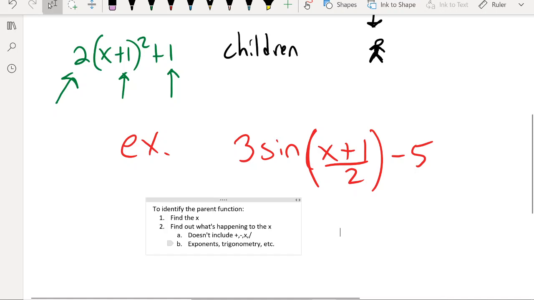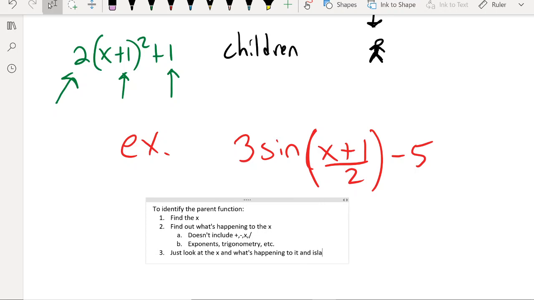And that's pretty much it. So actually, I'll add one more thing. Just look at the x and what's happening to it, and isolate. Okay.